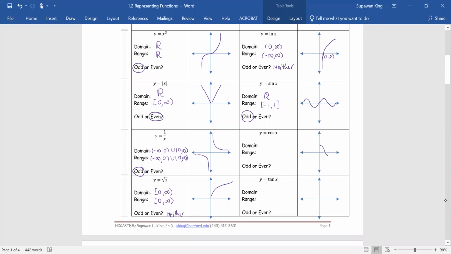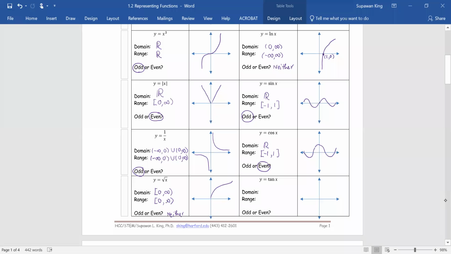Cosine x. The domain is the set of all real numbers. The range the same as the range of the sine function. This one is an even function graph.